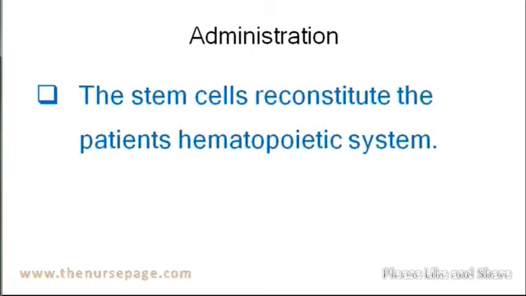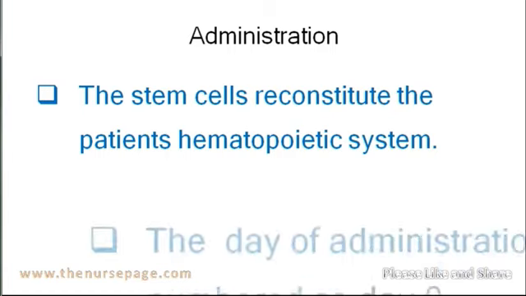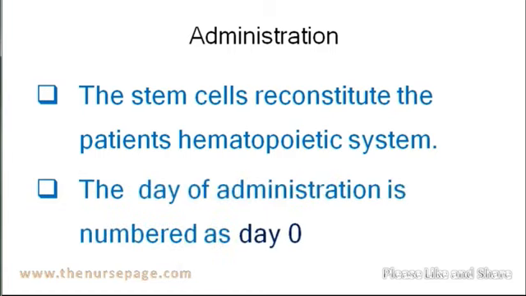The stem cell reconstitutes the patient's hematopoietic system. After administering intravenously, it will reconstitute the patient's hematopoietic system. The day of administration is numbered as day 0. The administration day of bone marrow transplant is marked as day 0.